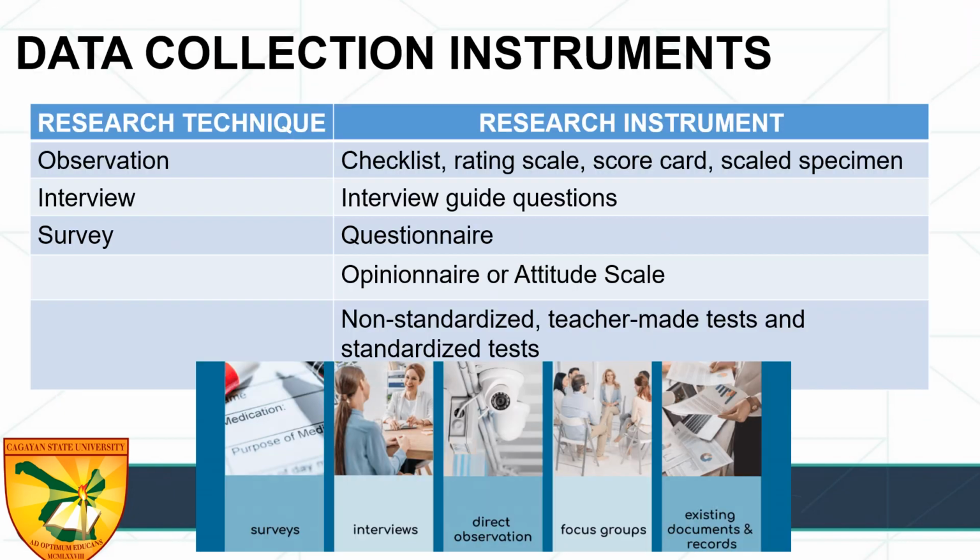So this is a summary of the research technique used and the corresponding research instrument used for each technique. For doing direct observation, we can use either a checklist, rating scale, scorecard, or scaled specimen. In doing an interview, we usually have interview guide questions, and sometimes we add here also a checklist. For surveys, we use either questionnaires, opinionaire or attitude scale, and non-standard or teacher-made tests and standardized tests.